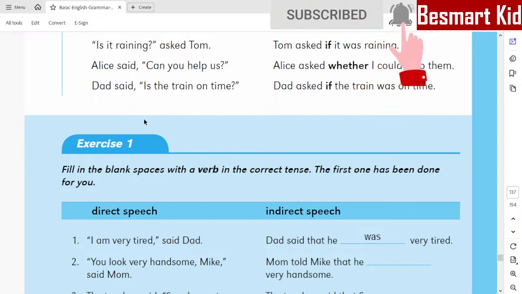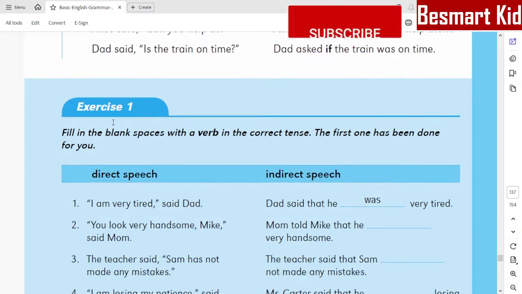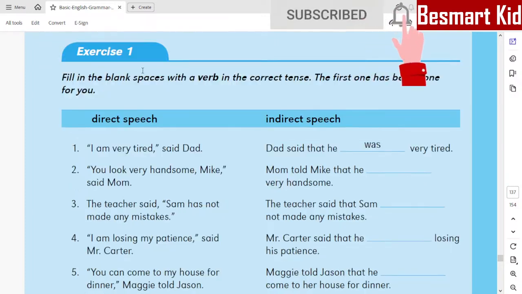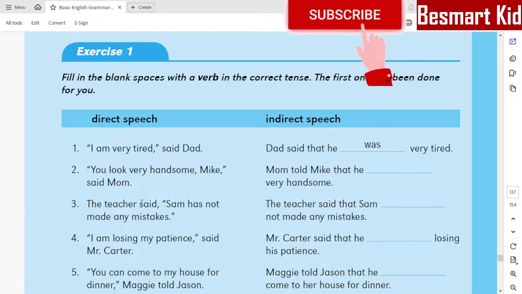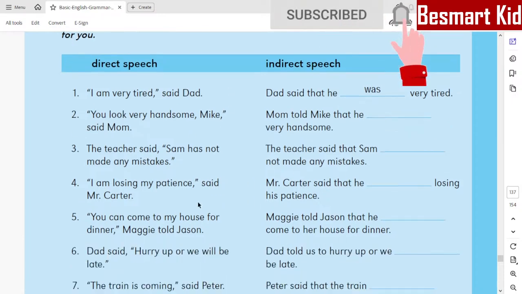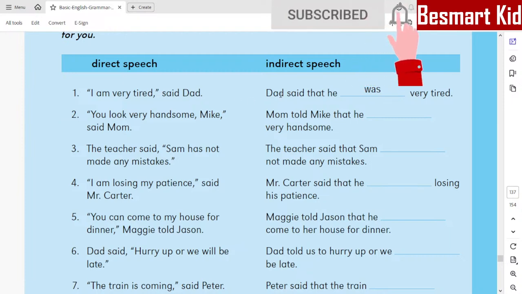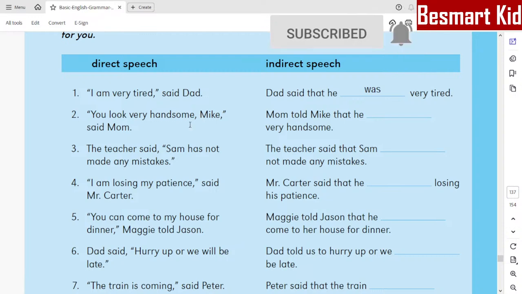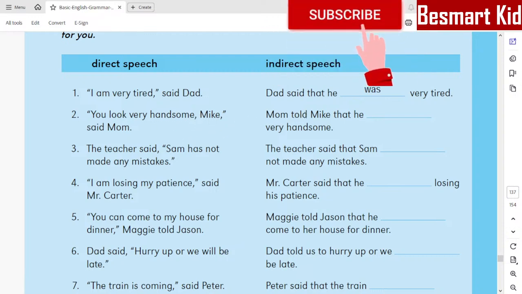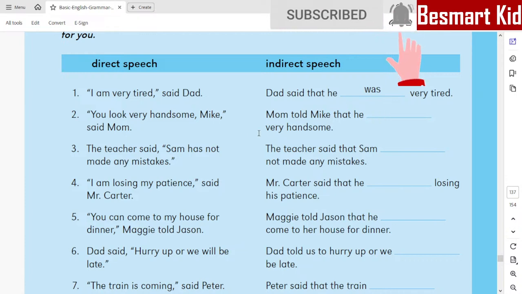Now we have exercises. So let's start exercise 1. Fill in the blank spaces with the verb in the correct tense. The first one has been done for you. Here we have direct speech and here the indirect speech. First, "I am very tired," said Dad. Dad said that he was tired. Second, "You look very handsome," Mom told Mike. Mom told Mike that he dash very handsome.